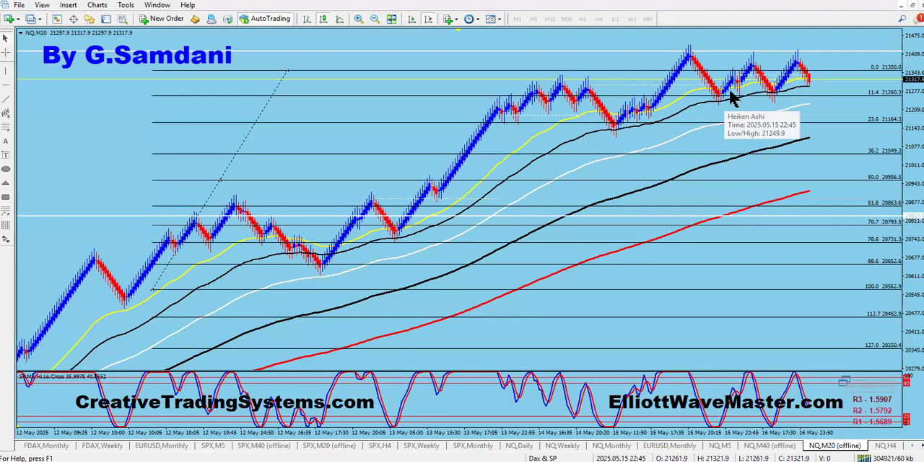Similarly, in expansion, we also use the same numbers. But Fibonacci expansion is a little bit different than this, and it is used for the target only in Elliott wave. All right?